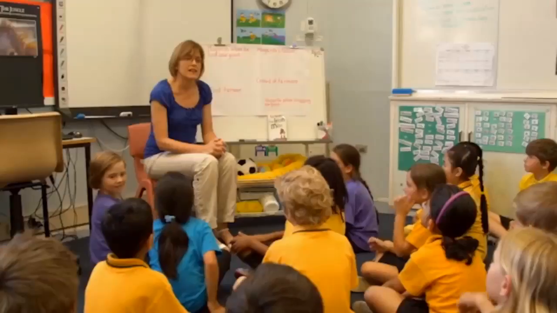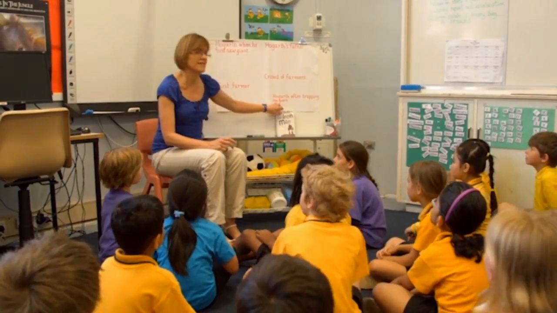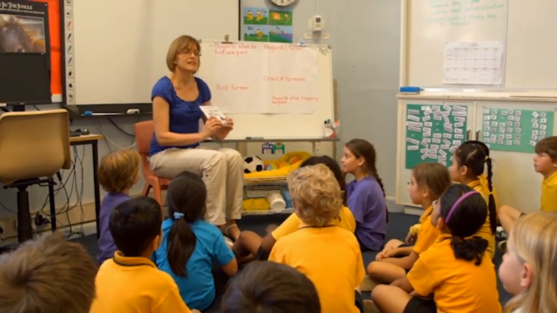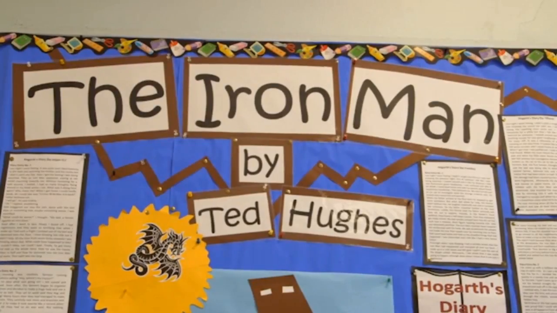So basically I use the content descriptors and elaborations in the Australian curriculum to underpin my planning, and I integrate the 3 strands, the language, the literature and literacy strands. And so I kept all of this in mind when I chose the book that was going to be the initial focus of our narrative unit, and it's called The Iron Man by Ted Hughes.